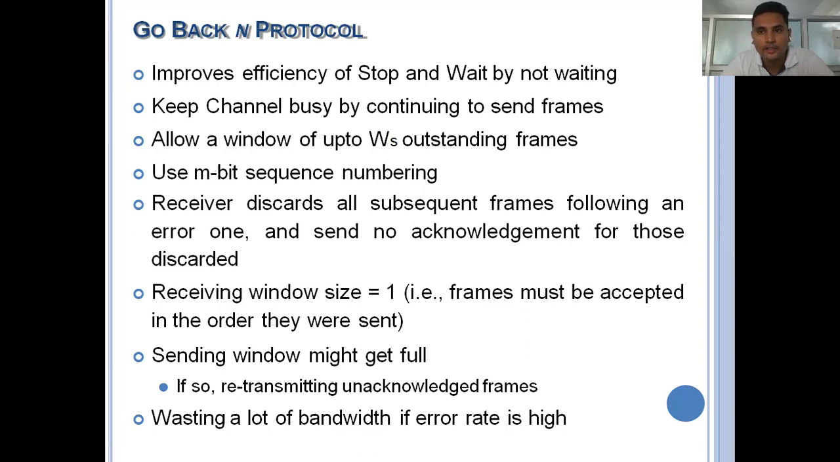So what is the problem in the simplex protocol? The sender sends the frames and the receiver receives the frames. There is no two-way communication, only one-way communication. The sender always sends and the receiver receives, but the sender doesn't know whether all the frames have reached the receiver, the destination, or not.